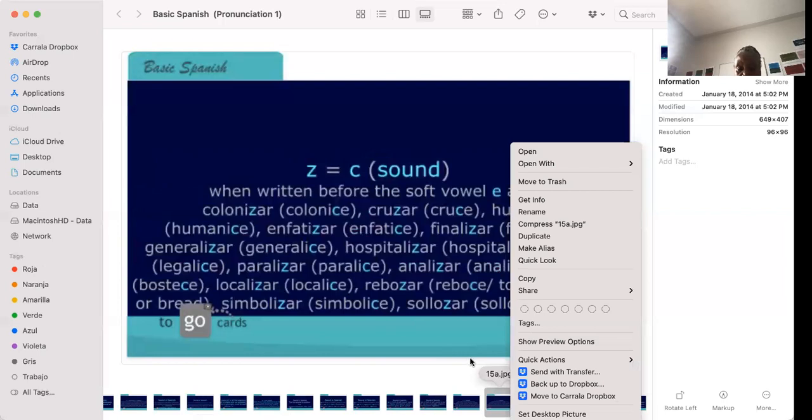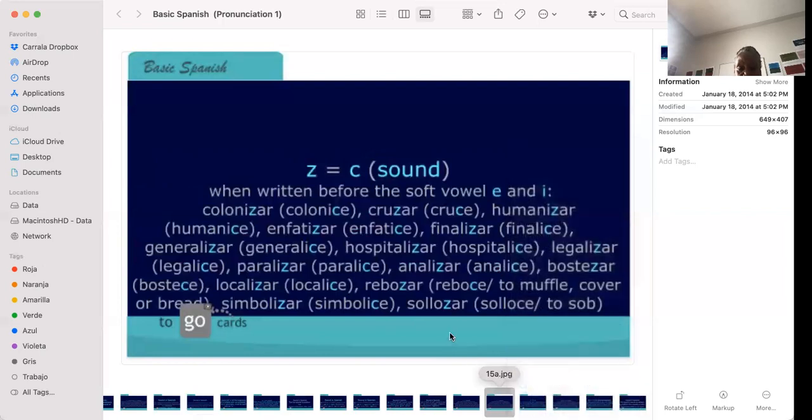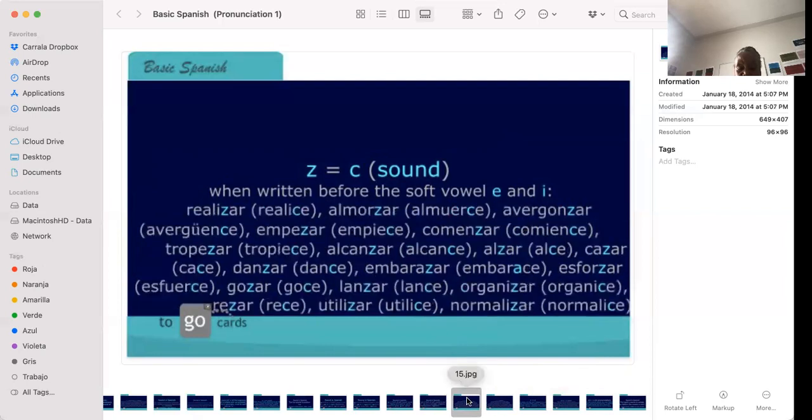Then, when you're talking about the ZAR verbs, colonizar, cruzar. These are good verbs to learn, and they're verbs that end in ZAR. So learn them, learn their exceptions to the rule, although within the ZAR, that is the rule. So you can increase your vocabulary.